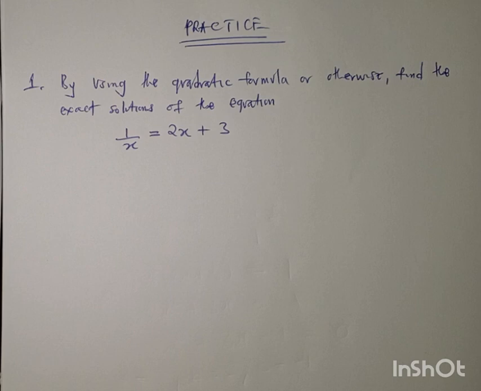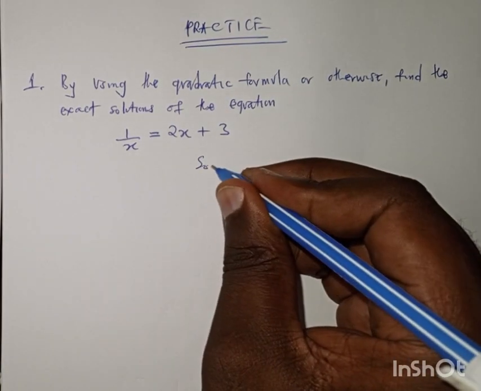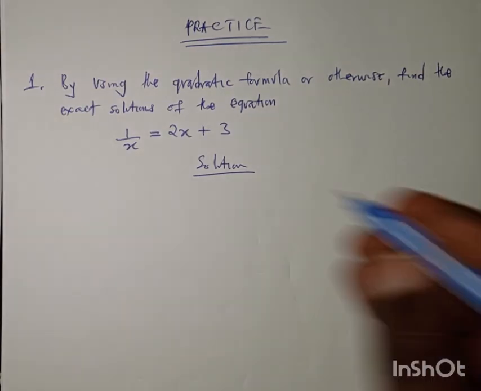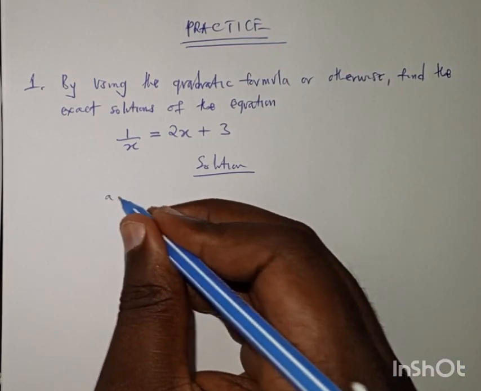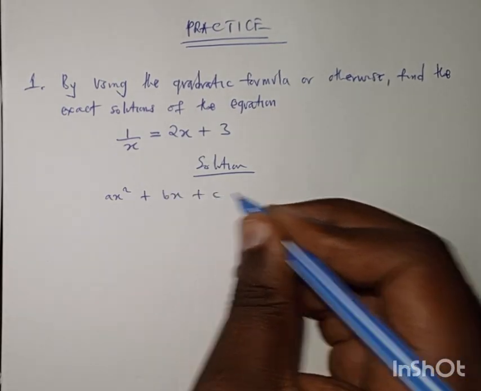On today's lesson, I want us to look at how to solve quadratic equations using a formula method. Before we use the formula method, it's important that the equation is expressed in quadratic form. So first thing, the equation should be expressed in this form: ax squared plus bx plus c is equal to 0.